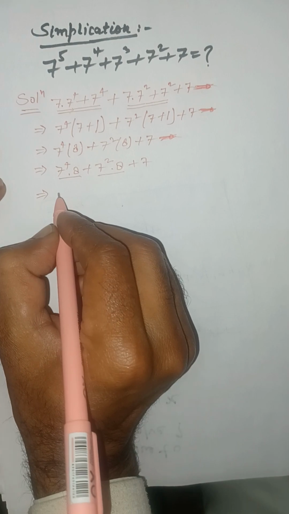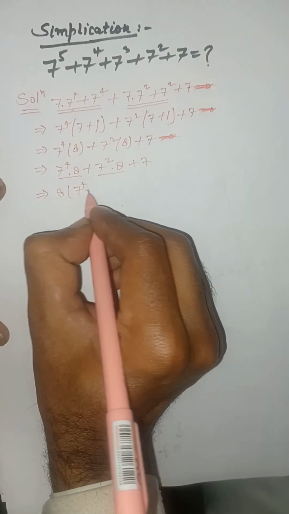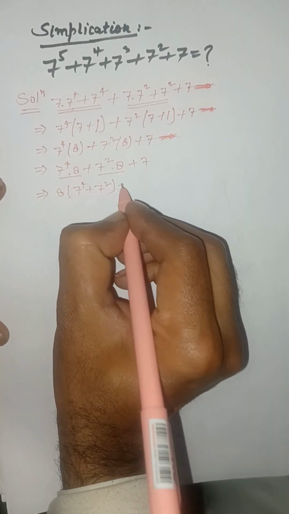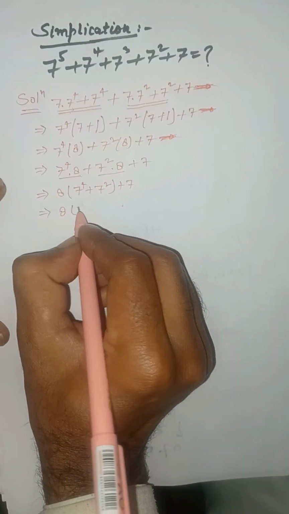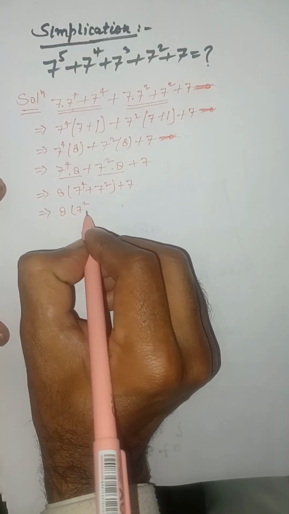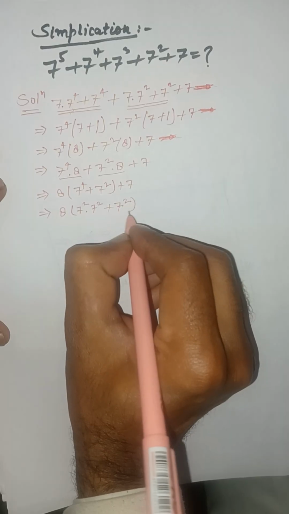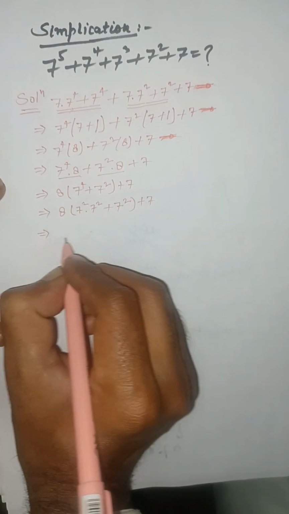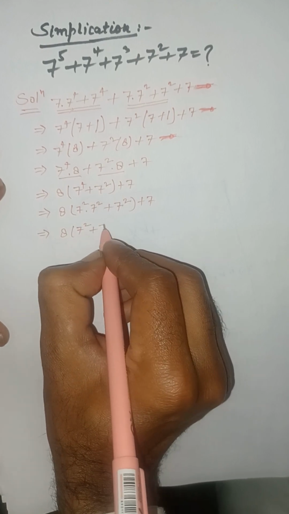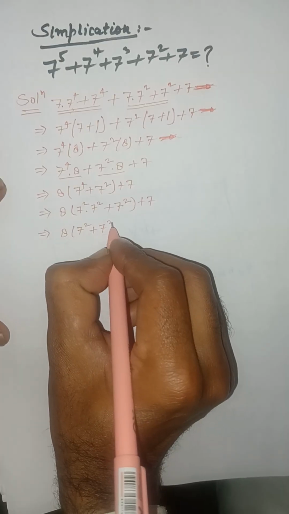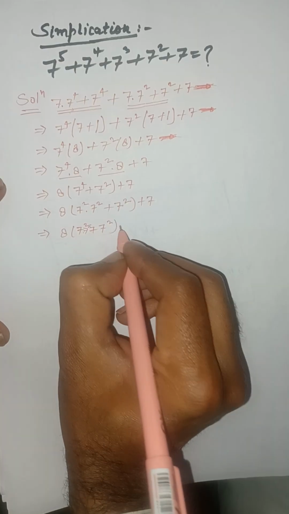8 is common. 8 (7 power 4 plus 7 power 2) plus 7. 8 (7 power 2 into 7 power 2 plus 7 power 2) plus 7. 8 (7 power 2 plus 7 power 2) into 7 power 2 plus 7.